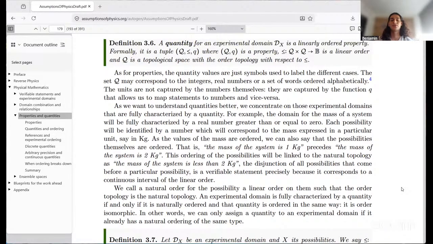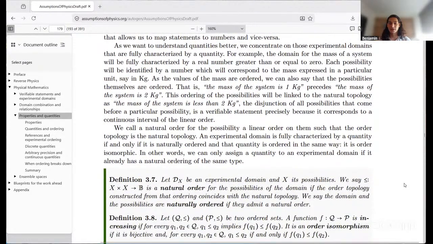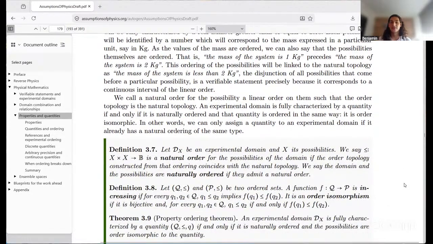We call the natural order for the possibilities a linear order on them, such that the order topology is the natural topology. An experimental domain is fully characterized by a quantity if and only if it is naturally ordered and that quantity is ordered in the same way. It is order isomorphic. In other words, we can only assign a quantity to an experimental domain if it already has a natural ordering of the same type.